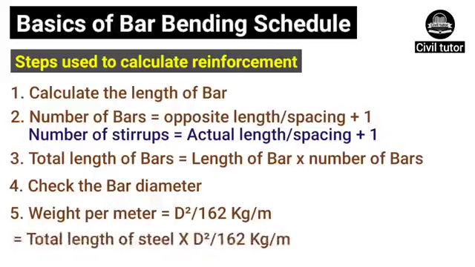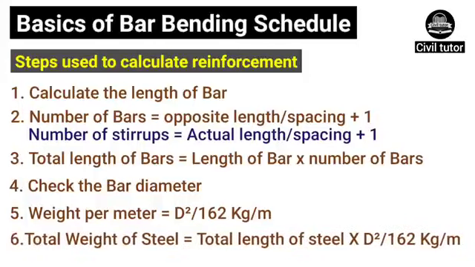The last step is to calculate the total weight of bars, which would be equal to the total length of steel calculated into weight per meter. So these are the basic steps to be followed for the calculation of reinforcement for any structural member. So this was all about this lecture.